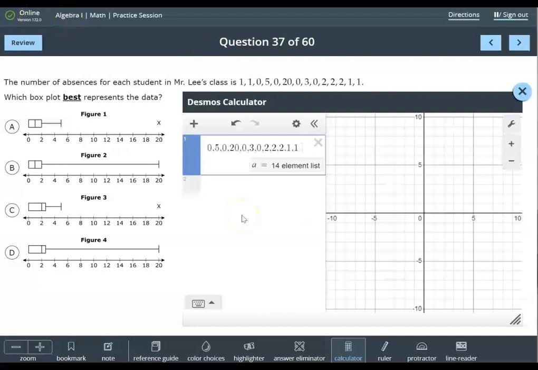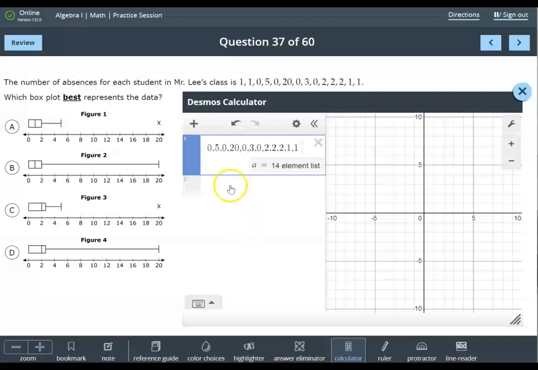Once you have typed all of your list, it should say there's a 14 element list, and that's when your student should stop and recount all the numbers in the list and make sure there are exactly 14. Most items actually do tell you in the text of the item how many elements there are, so they should look for that too. That might help them.